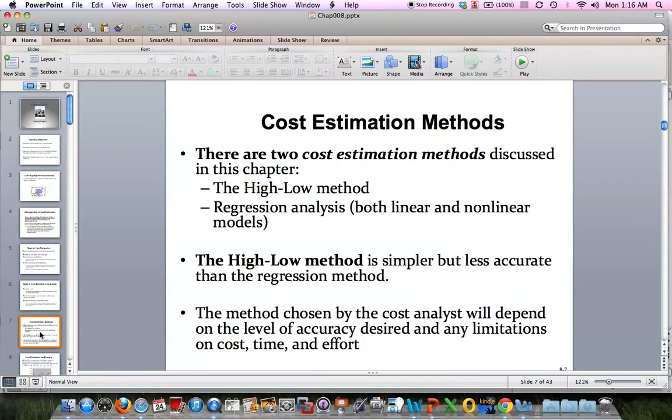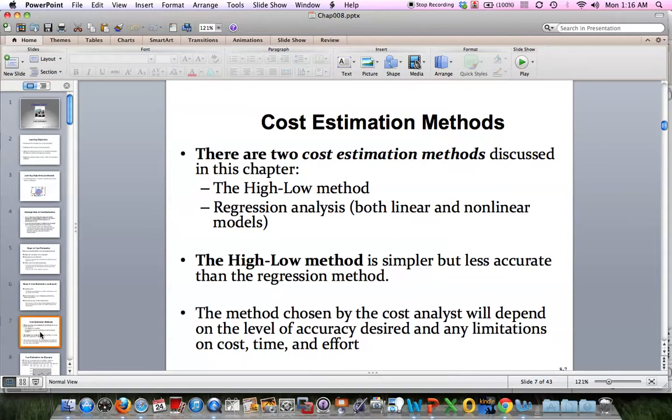The method to be chosen would depend on the level of accuracy that's needed, limitations that might be in front of us in terms of how much time we have to do this, how much effort's needed, and the cost of getting this analysis done. Obviously, if we're going to get into a deep regression analysis, it'll take much more time, much more effort, and the cost, of course, would be more expensive.